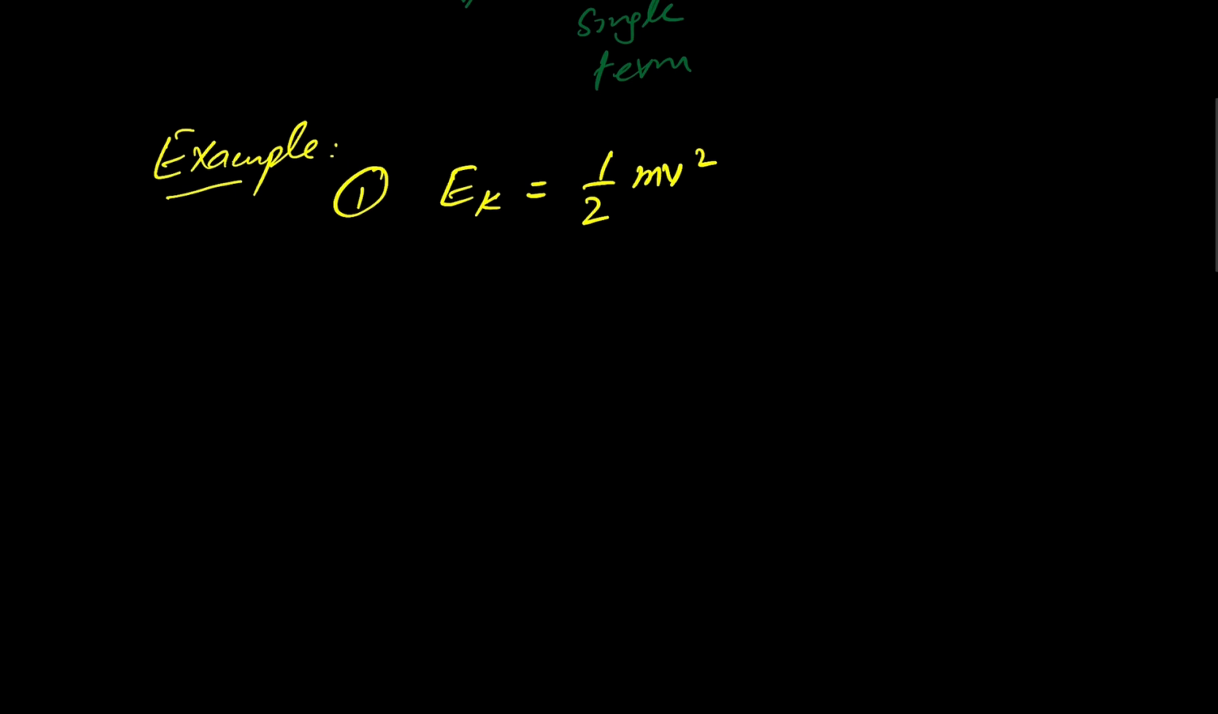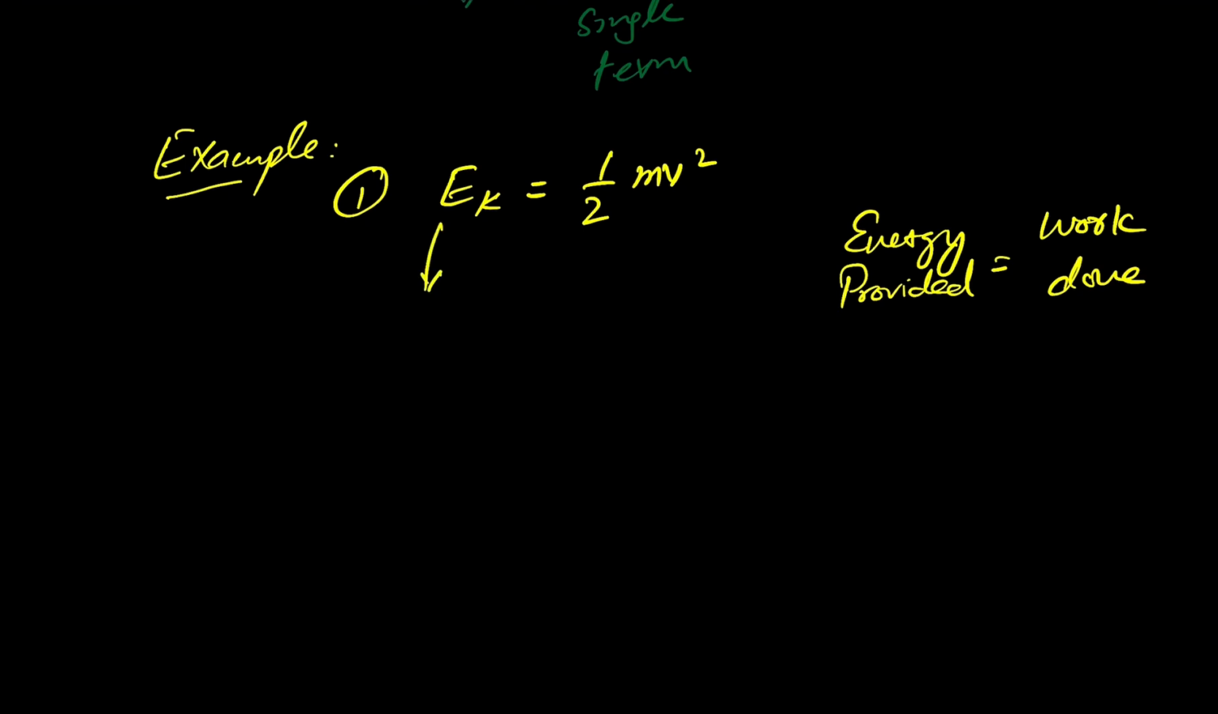We know that energy is equal to work done most of the time, right? So this thing can be written as work done, and we know that work is equal to force times displacement, so it can be written as F times d and half mv square, right? So now let's use the unit analysis.